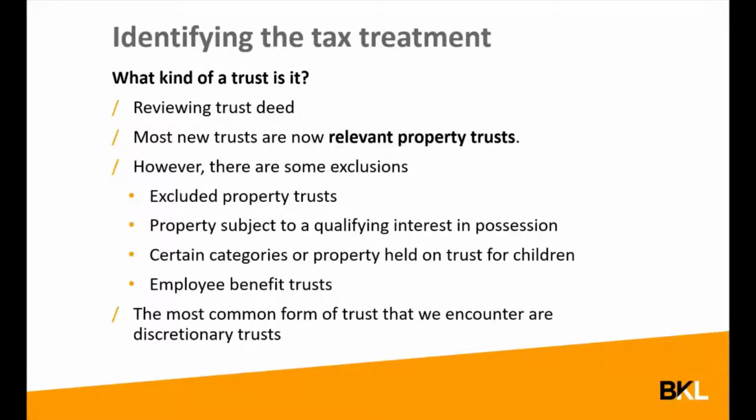And these are trusts such as excluded property trusts. Now, these are trusts that are generally set up by a non-domiciled person prior to becoming UK domiciled and predominantly carry non-UK situs assets. These are very efficient for UK inheritance tax purposes. There's property that's subject to a qualifying interest in possession, and I'll talk a little bit about that in the next slide. There are certain categories of property held on trust for children. And of course, there's employee benefits trusts, which are a whole subject in their own, and we won't dwell on too much during this particular webinar.